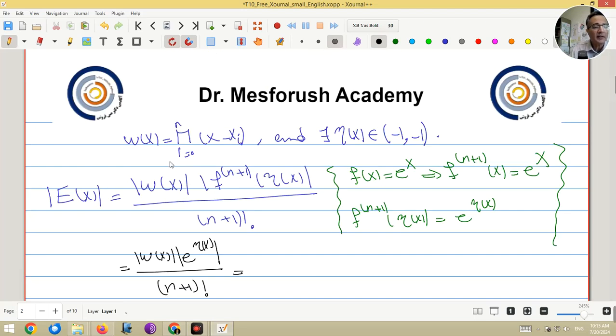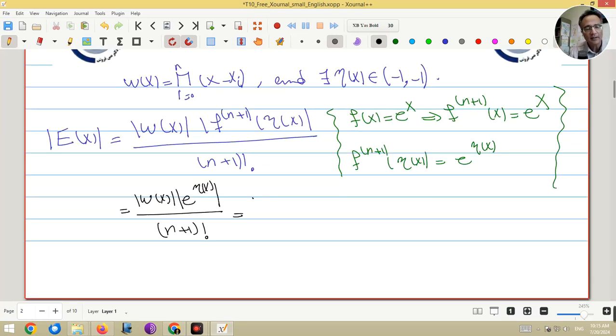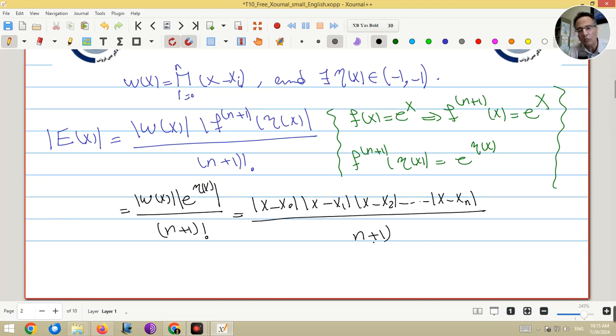Now if you consider w(x) as the multiplication of n+1 parentheses, you can consider for each parenthesis an absolute value, so you get the absolute value of (x - x0) times (x - x1) times (x - x2), and it continues until (x - xn), over (n+1)!, times the absolute value of e^(eta(x)).